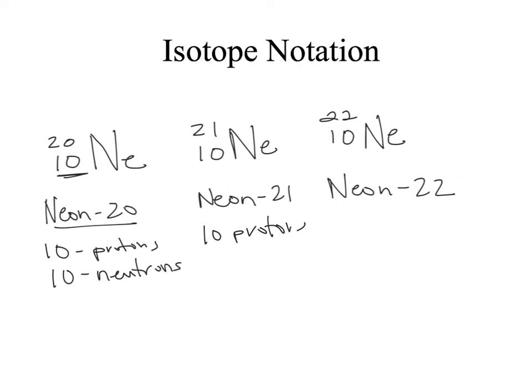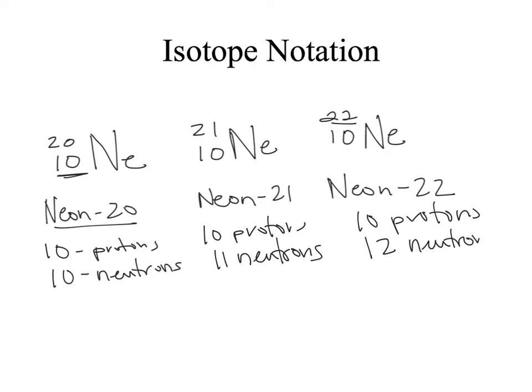But for isotope neon-21, there is an atomic mass of 21, which means that neon-21 has 11 neutrons. So it's going to be a little bit heavier because of that extra neutron. And isotope neon-22, again, 10 protons, that never changes, but its atomic mass is 22. So neon-22 has 12 neutrons.